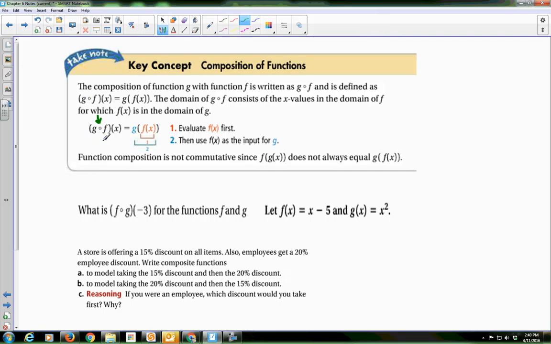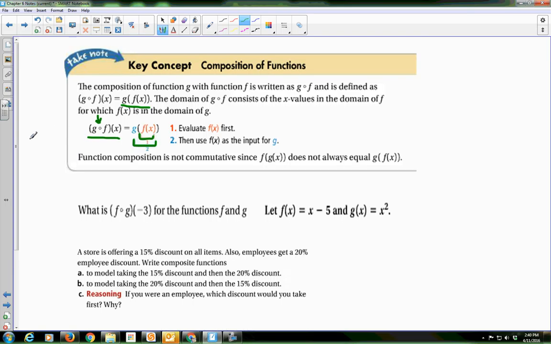So when this is g of f of x, that means your first function is f of x, and you're going to input it into your g of x. You can either write it as g with a little circle of f of x, or you can write it with the parentheses, g of f of x.